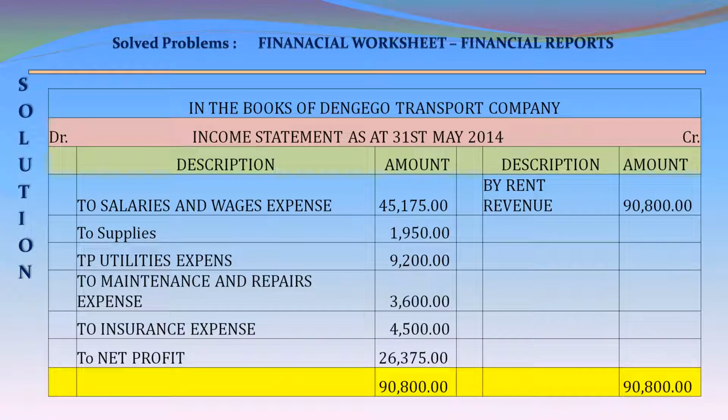In the books of Dengigo Transport Company, income statement as at 31st May 2014, description, amount. On the credit side, by rent revenue 90,800. On the debit side, to salaries and wages expense 45,175, to supplies 1,950, to utilities expense 9,200, to maintenance and repairs expense 3,600, to insurance expense 4,500, to net profit 26,375. Total debits 90,800. Total credits 90,800.